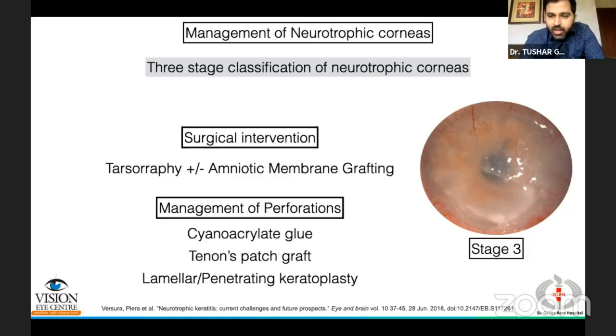Keratoplasty is of course the last option, and would be done only for tectonic purposes, because you would not have a great prognosis with a keratoplasty in these cases. If you had issues in the cornea, which is a neurotrophic cornea, you are likely to have similar issues in the graft as well. So for absolutely tectonic purposes, yes, but that has to be the absolute last resort, because you don't expect great outcomes in those grafts.